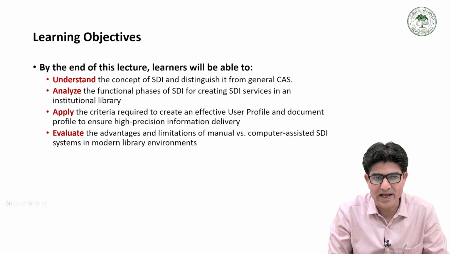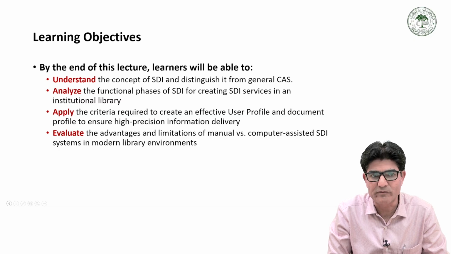They will be able to apply the criteria which are required to create an effective user profile as well as document profile to ensure high precision information delivery in an institution. And they will be expected to evaluate the advantages and limitations of manual versus computer-based or computer-assisted selective dissemination of information systems in the modern library environment.